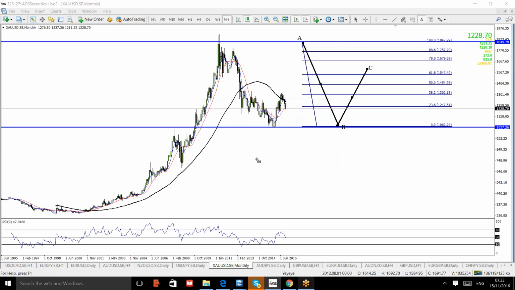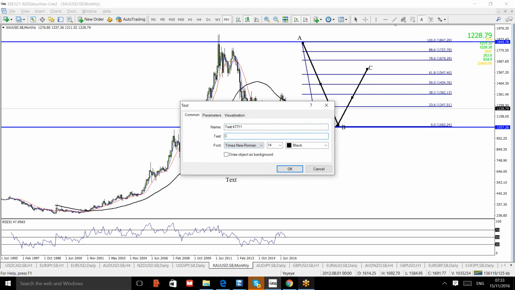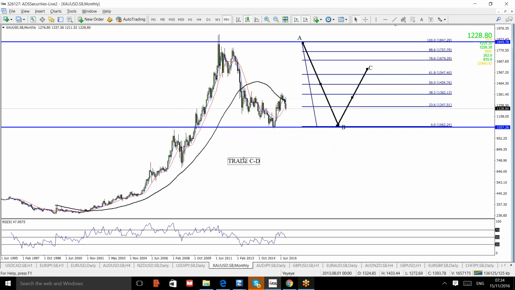So if you're taking a trade CD in a bearish market, guys, these Fibonacci levels act as resistance. Approach them as resistance, and all you want is the price, when it's rising from B, to find a resistance at any of these levels, which in turn will give you an entry. Makes sense? Vice versa, guys.